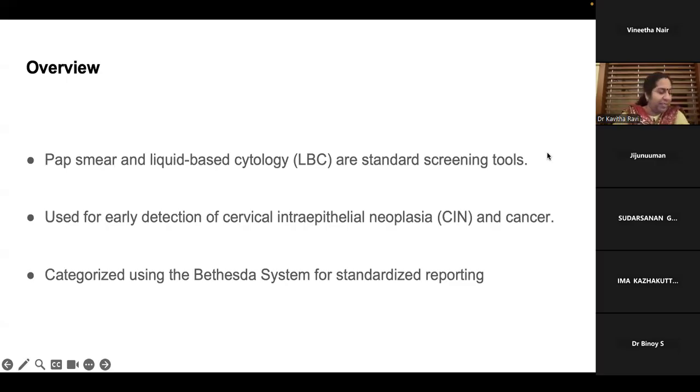So even in our cytology lab, lots and lots of Pap smears are coming every day, and there are follow-up meetings every week. How many have been done? How many have turned out to be malignant? How many are atypical? And so on and so forth. So this is again very important.